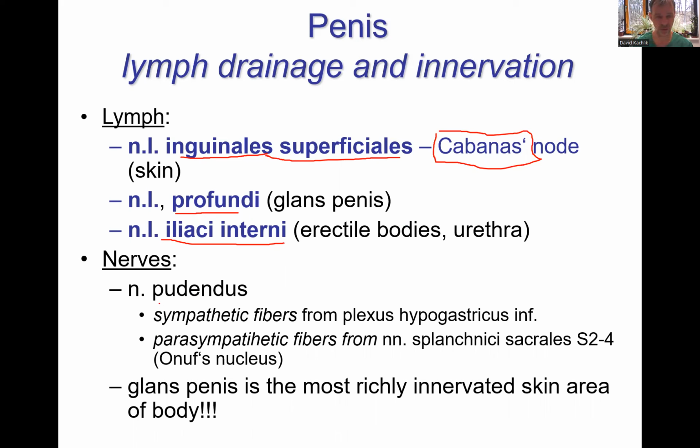The innervation is by pudendal nerve to the skin, and of course we have sympathetic fibers and parasympathetic fibers coming from inferior hypogastric plexus. And glans penis and glans clitoridis are, together with cornea, the most richly innervated areas of the body, and concerning the skin, it's just glands.